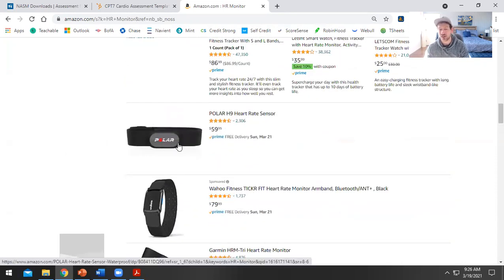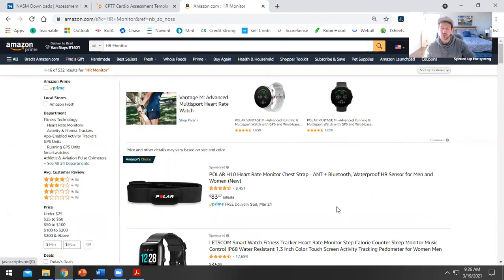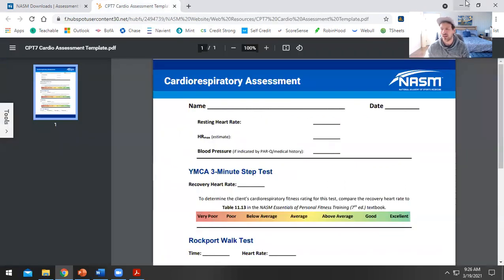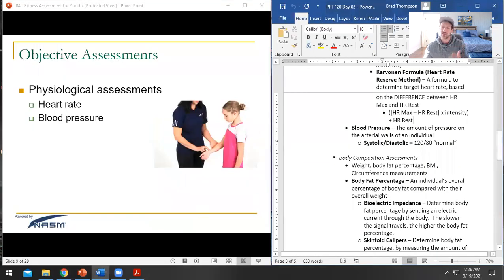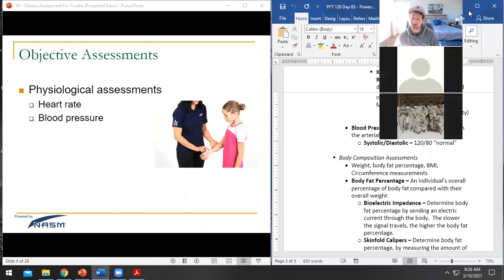I use the Polar H9. This is the one that I have. But Wahoo is really great because it syncs with a lot of different apps. So if you don't want to spend money on a watch that reads your heart rate, which is going to cost you a little bit more money, the Wahoo ticker can go to an app and sync with a lot of other pieces of stuff. Oh, good, there's an HR10 now. So if you're into it, guys, I really recommend it.